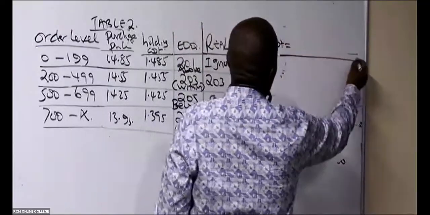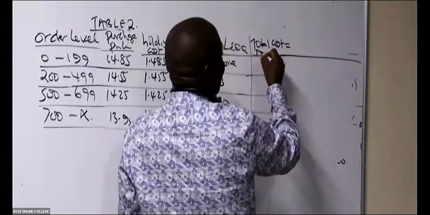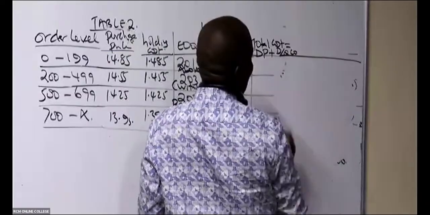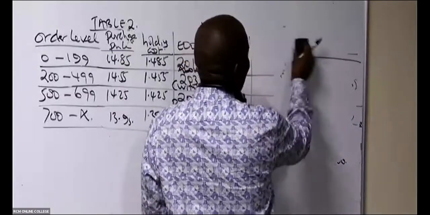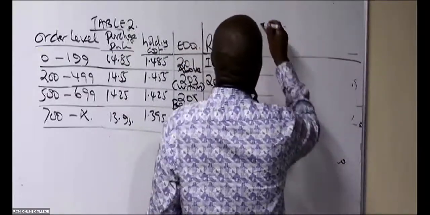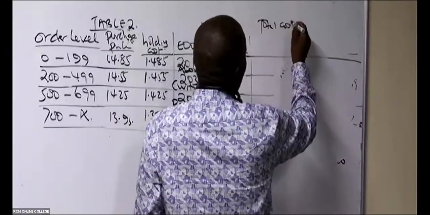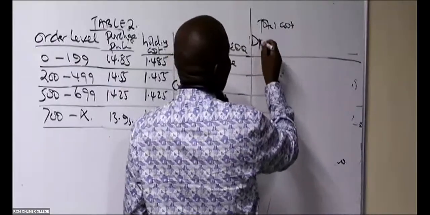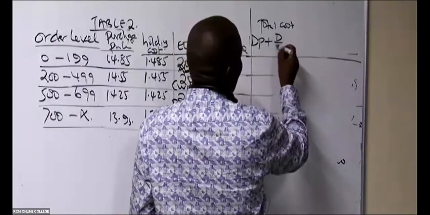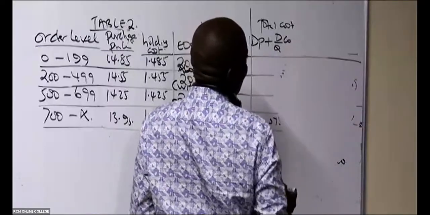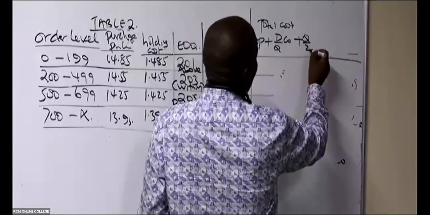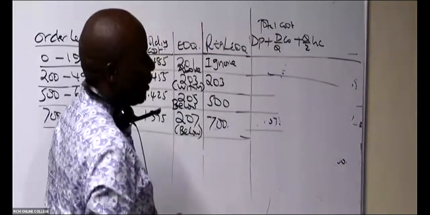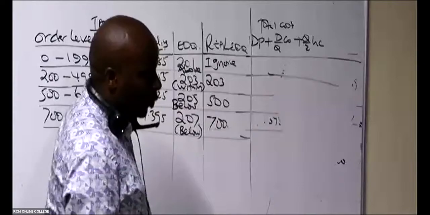Don't forget the formula. I've already given you the formula. It is DP plus, in this case here, D over Q, CO. Let me write this well. To get total cost, what do we do? To get total cost, my friends, we shall use the concept of DP plus D over Q, CO, plus Q over 2 HC, like that. Yeah, so please look at what I will do.